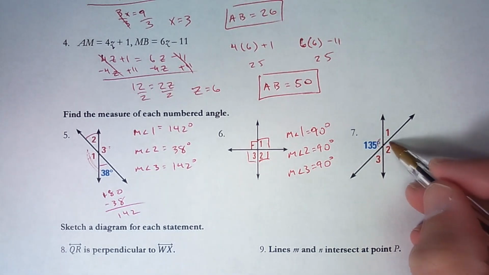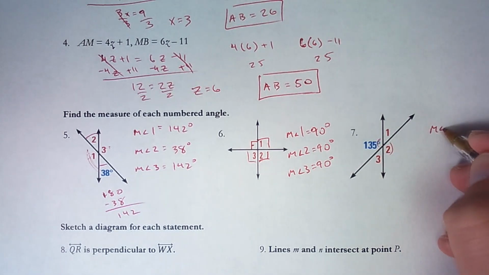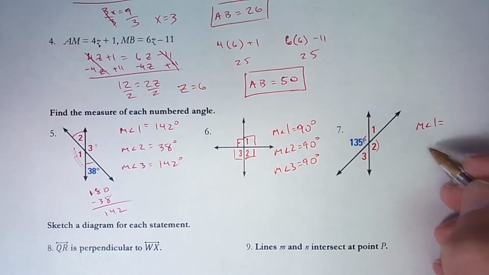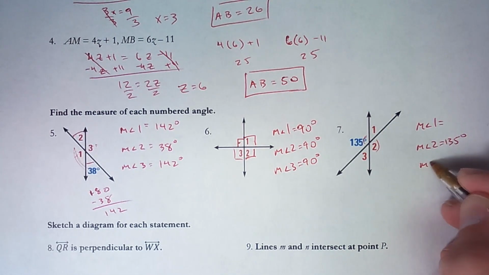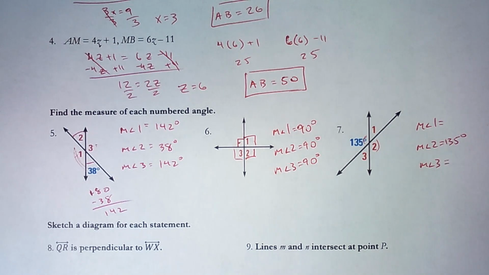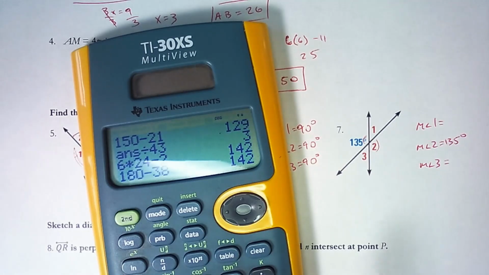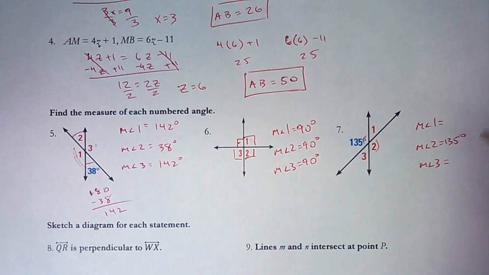Then here I've got vertical angles again. So I've got the measure of angle 1 that I don't know yet. The measure of angle 2 is 135 degrees. The measure of angle 3 I don't know yet. 1 and 3 will be the same. So 180 minus 135 is 45. So these are both 45 degrees.